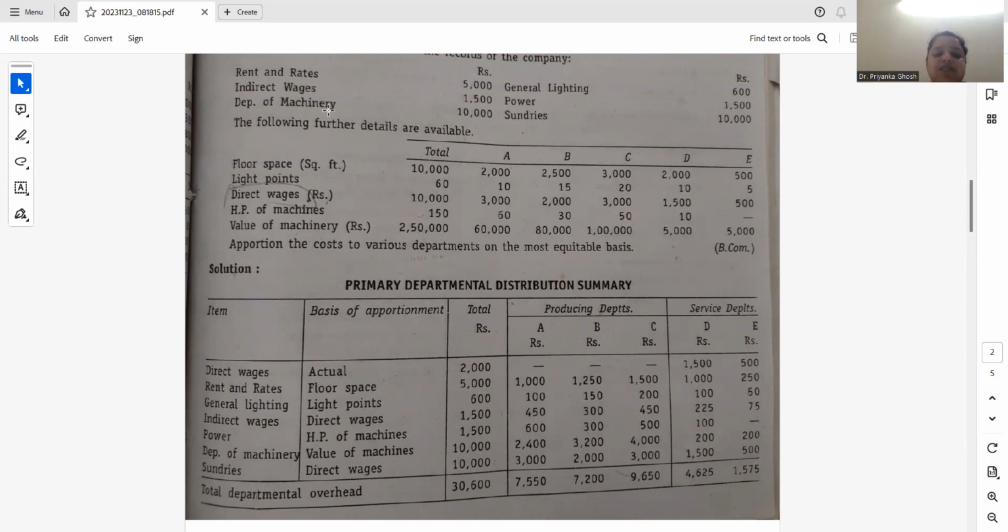Next, we have depreciation of the machinery. I told you the value of the machines is given. So based on the value of the machines, we need to find out the ratios and we can distribute it.